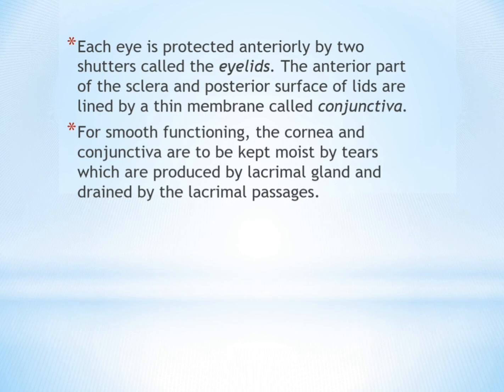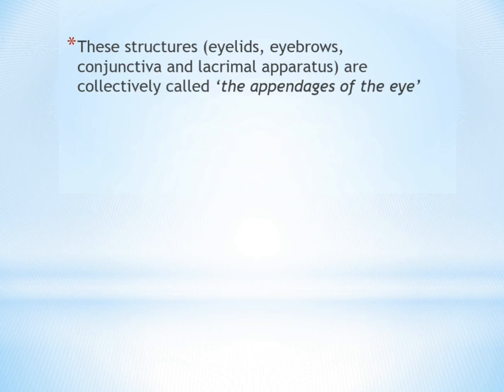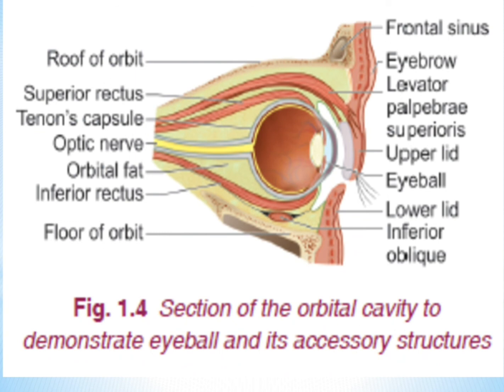Each eye is protected anteriorly by two shutters called the eyelids. The anterior part of the sclera and posterior surface of lids are lined by a thin membrane called conjunctiva. For smooth functioning, the cornea and conjunctiva are to be kept moist by tears, which are produced by lacrimal glands and drained by the lacrimal passages. These structures, eyelids, eyebrows, conjunctiva, and lacrimal apparatus, are collectively called appendages of the eye. So this is a diagram showing eyeball and its accessory structures.